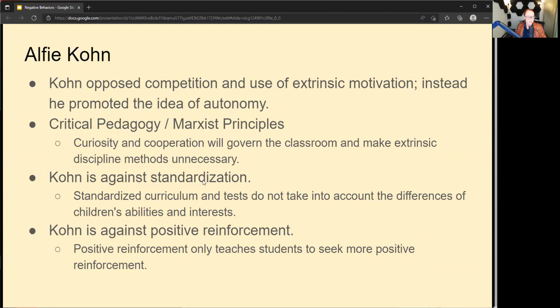And so he is very much of the field of critical pedagogy and utilizes Marxist principles to discuss how children and their curiosity will govern how learning can take place. And there's no need for extrinsic motivation if you actually create the right environment for that curiosity to grow. And so he's very against standardization. And so he would argue that the more standardized your environment, your curriculum, your assessments, your lessons, the worse off you're going to be.